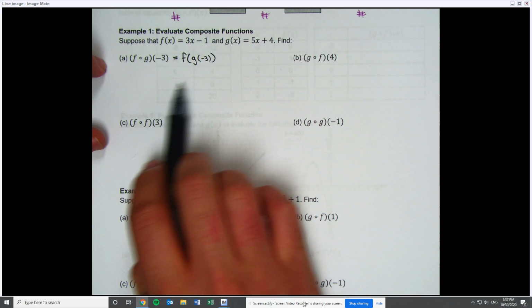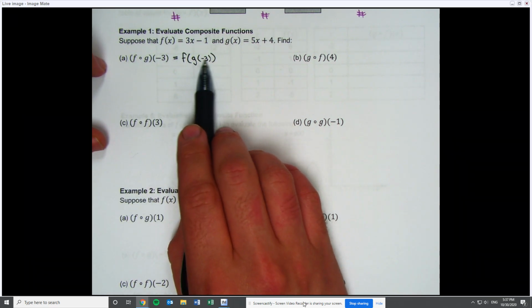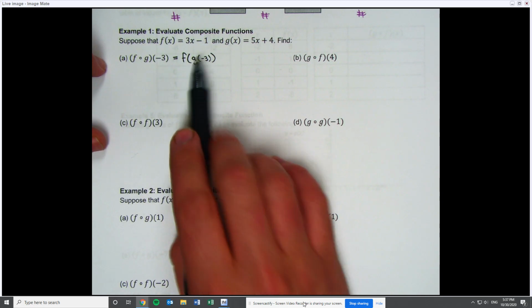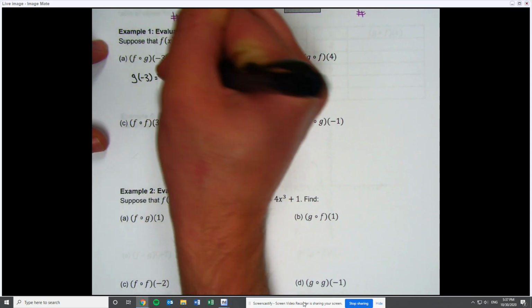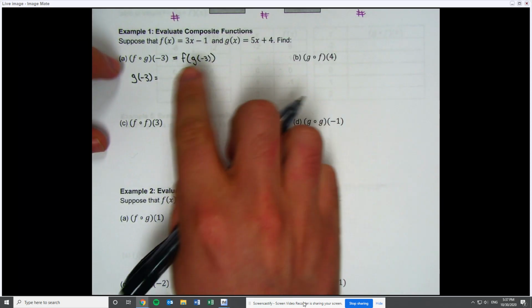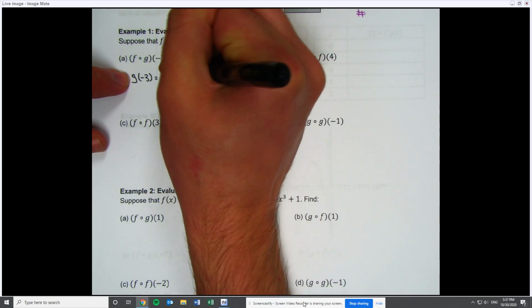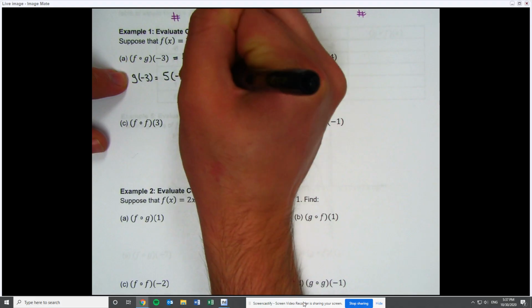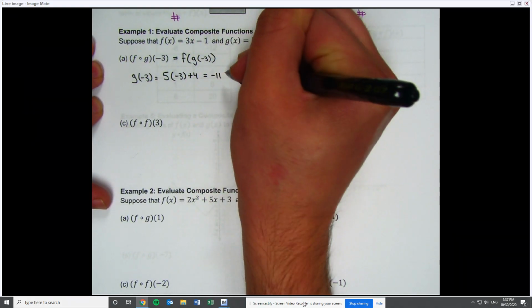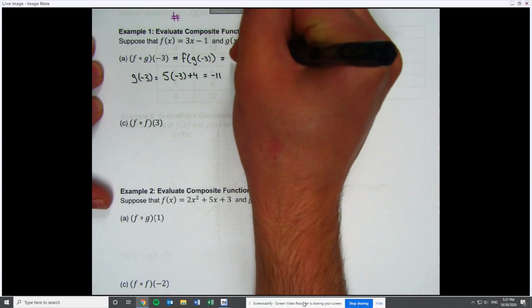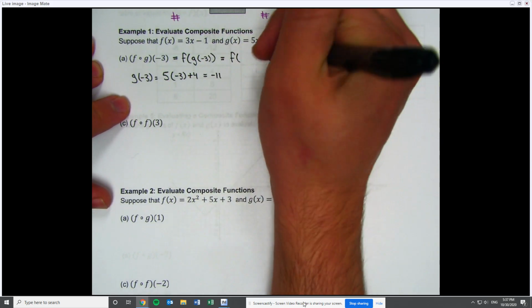Now, once you see it written like this, it's a lot easier to process because I see that the g and the negative 3 go together first. So to evaluate this, I'm going to first do g of negative 3. Evaluating g of negative 3, I have my g function. Anywhere there's an x, I'm going to put my negative 3. So I have 5 times negative 3 plus 4. Doing that, I get negative 11. So coming back up here, I now have f of g of negative 3 is f of negative 11.